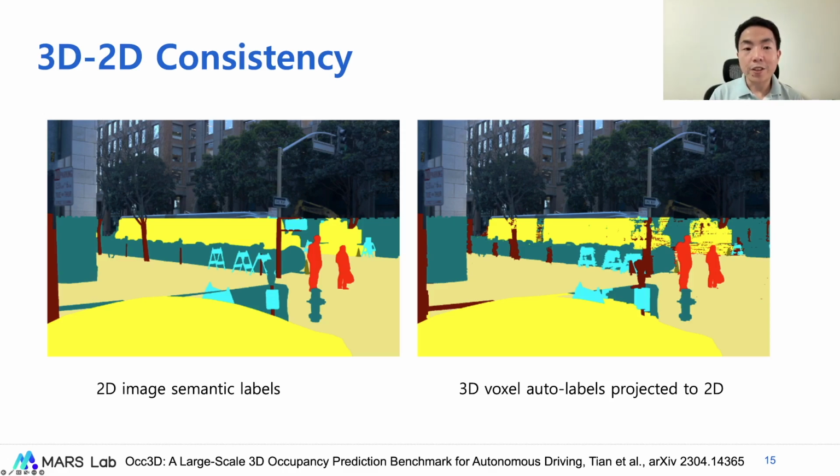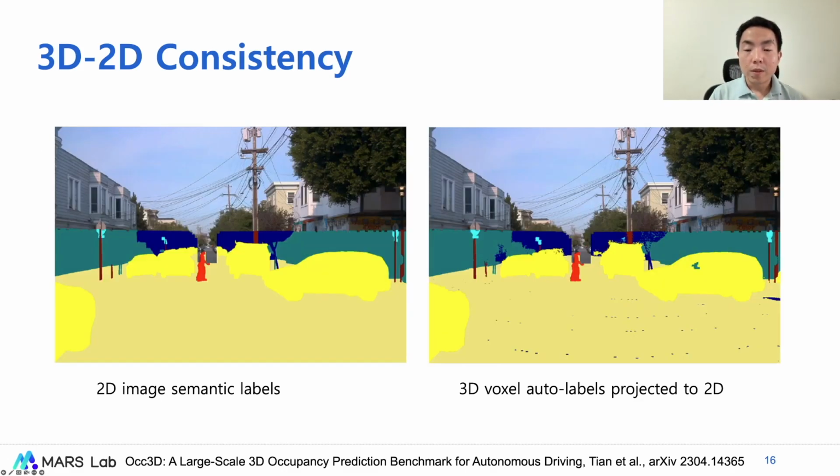Here is a visualization of the 3D to 2D consistency. We show the 2D image semantic labels and the 3D voxel auto labels projected onto 2D images. You can notice that all the details are preserved.